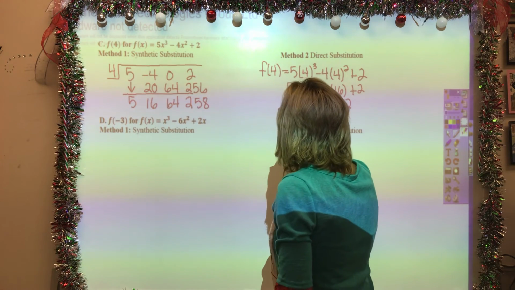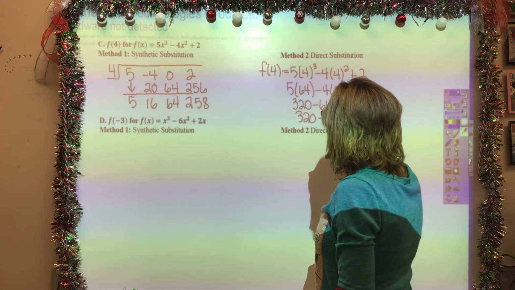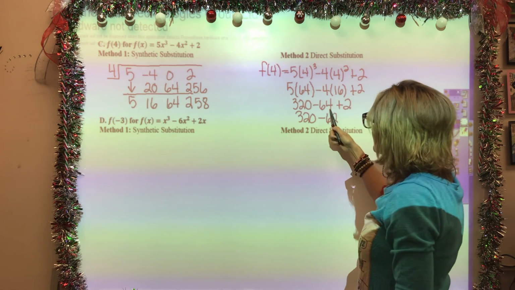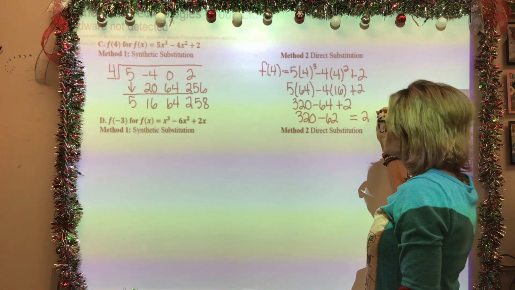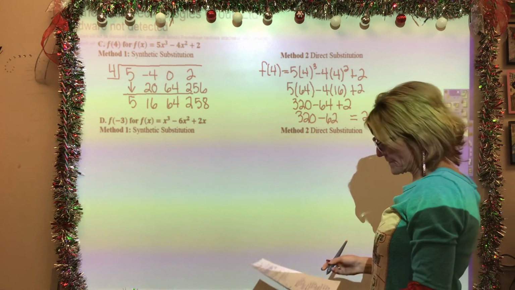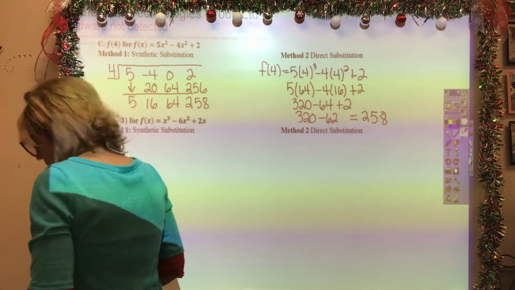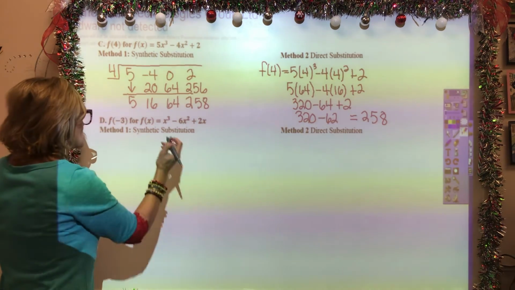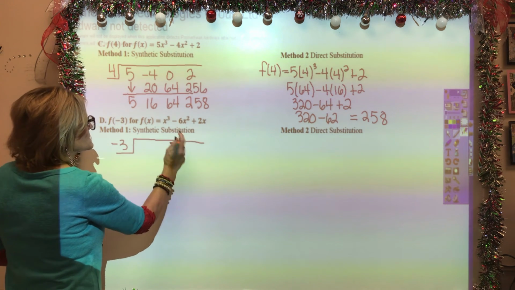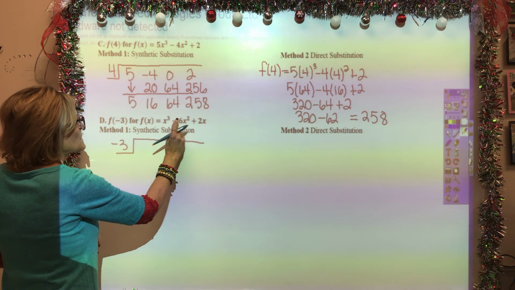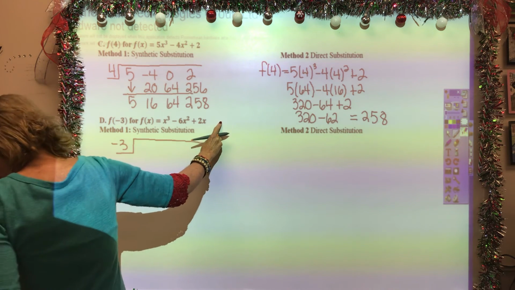Why don't I do it this way? Should have been smarter about this to begin with. 320 minus 62, because we can combine the negative 64 plus 2. That gives us 258. So we match. And then on the last example, we're going to put our negative 3 on the outside. Look at our powers. Are they going descending? Yes. 3, 2, 1, and then a 0.